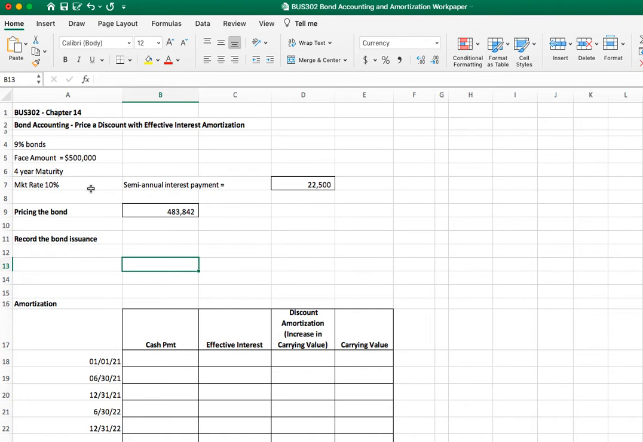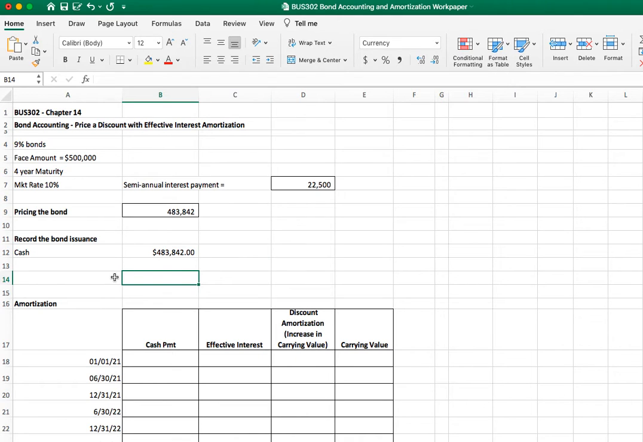Because the market rate was higher than the stated rate when we priced the bonds, they were priced at a discount. So now when the bonds are issued, the company receives a cash payment from the bondholders of $483,842, right? If that's what the price of the bonds are, that's the amount of cash the company received.